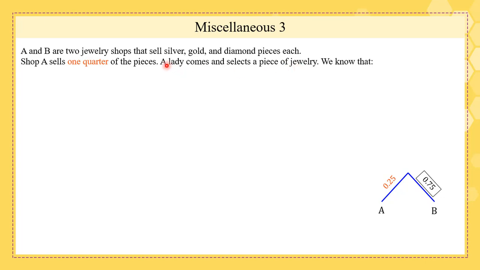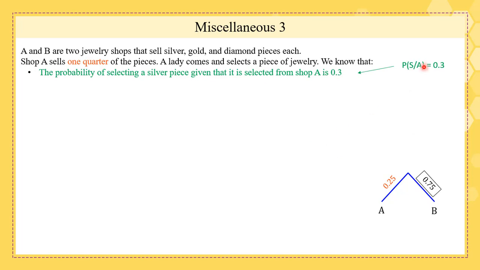Again, LAD means one piece or one item, so we can use the tree. We know that the probability of selecting a silver piece, given that it's selected from shop A, is 0.3. So let's translate this verbal expression into a probability and then put it on the tree. This means that P of S given A is 0.3. So we come here to A and we put S, and its probability would be 0.3.